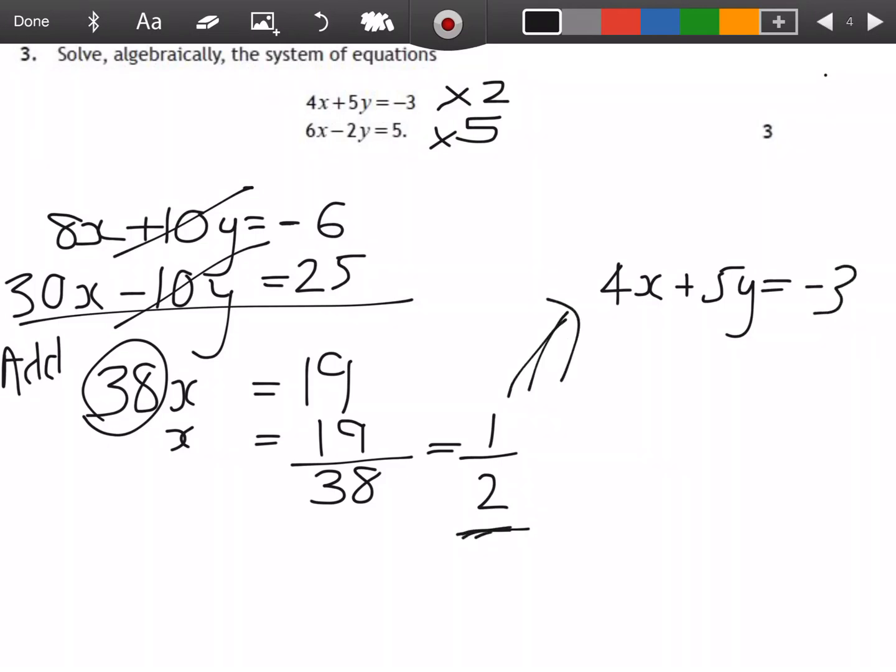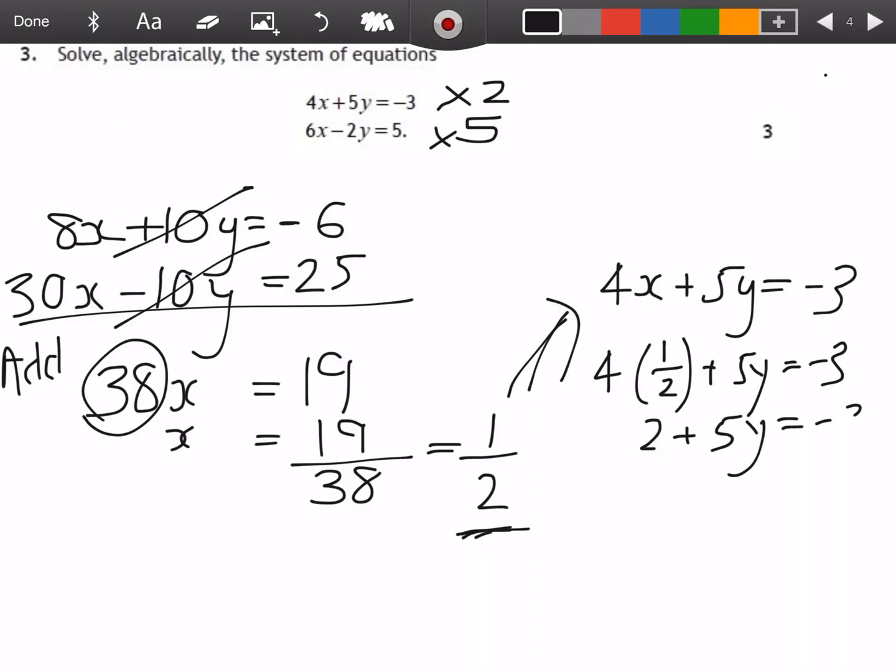Okay, now I'm going to sub it in. So that's what x is. 4 times 1/2, remember, that's what 4x means. 4 times x, 4 times 1/2. Add 5y equals negative 3. 4 halves, 4 times 1/2 is 2. Add 5y equals negative 3.